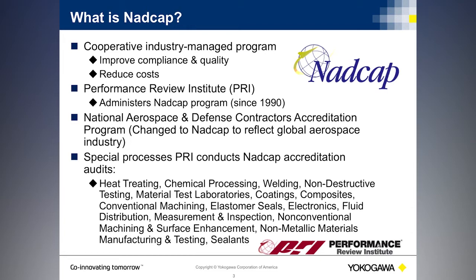Nadcap conducts audits of special processes such as heat treating, chem processing, welding, non-destructive testing, materials test labs, coatings, composites, conventional machining, non-conventional machining, surface enhancements, non-metallic materials manufacturing, and non-metallic materials testing and sealants. Nadcap is always looking for more special processes to address and add as a commodity. They're always evolving in that way.